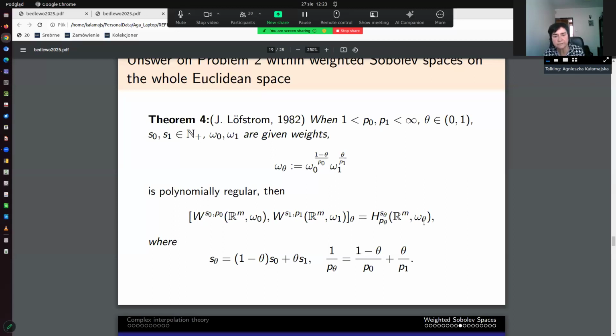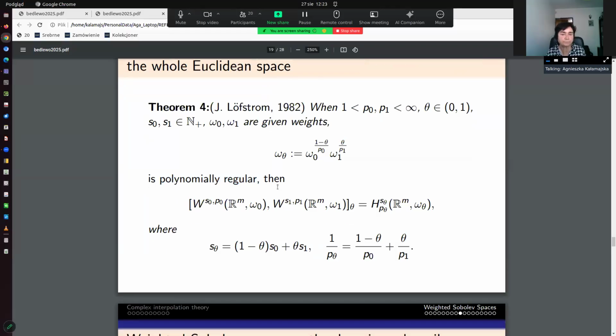So there is a description, but we have to know that omega theta is polynomially regular. It is still a very strong assumption, a result from 1982.